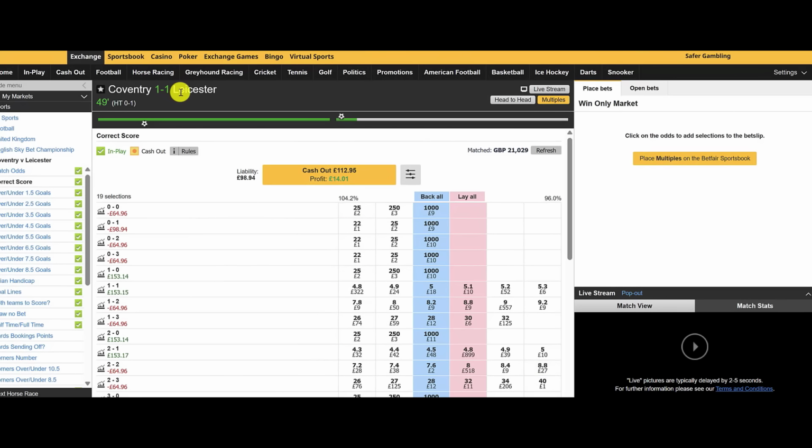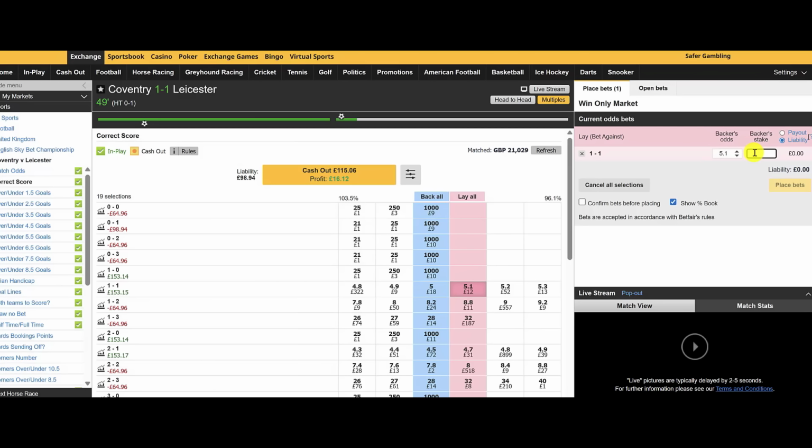It's Coventry 1, Leicester 1. So remember, we moved our liability onto the 0-1. We're now on the 1-1, which gives us some green to play with. And we're going to position ourselves to try and go for Coventry to go 2-1 ahead.